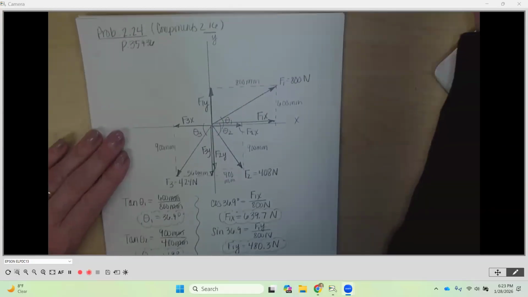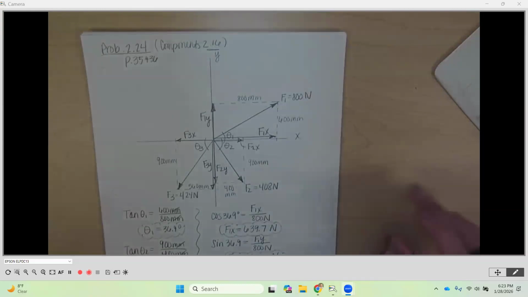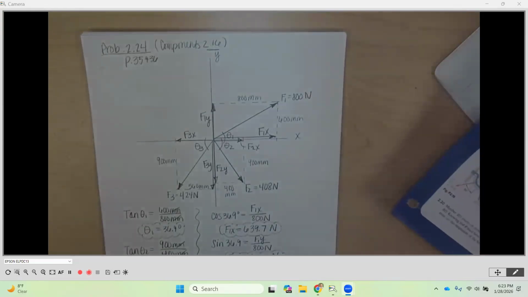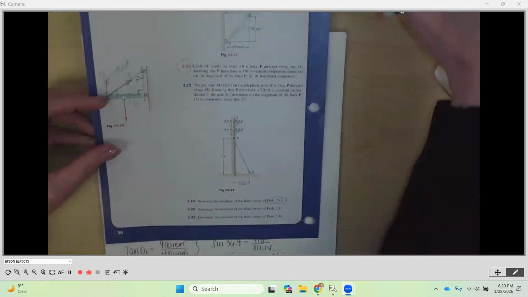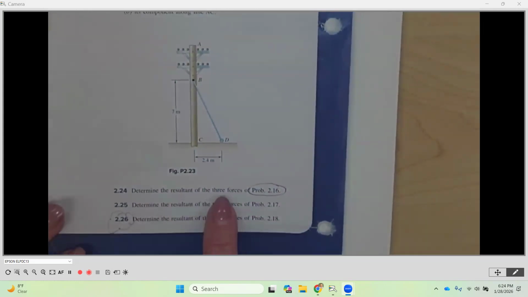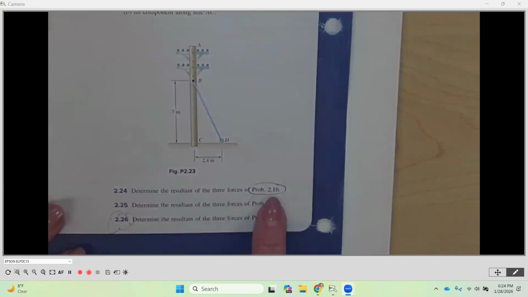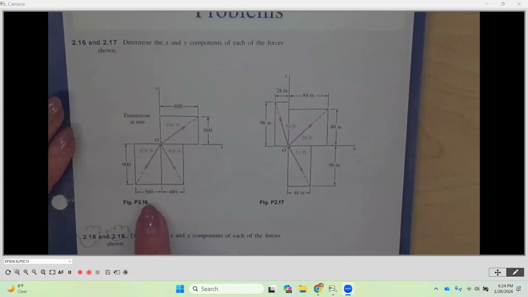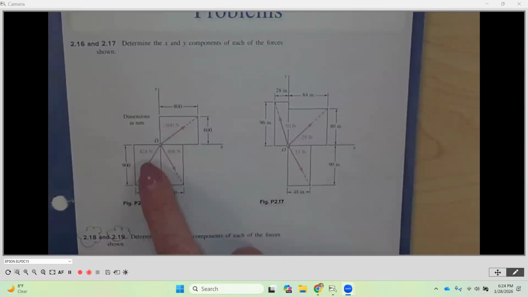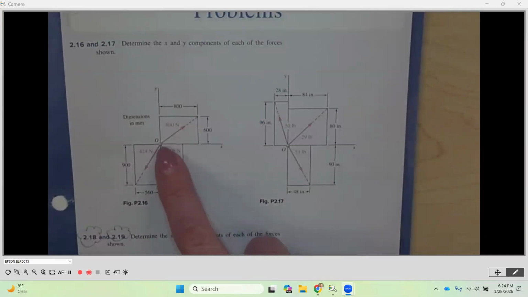Okay, so we're going to go back to a problem that we started the last time we were together, and it was problem 224. So if I go to page 36 and I look at problem 224, it says determine the resultant of the three forces of problem 216. If I go back a page to where problem 216 is, there are one, two, three forces. So what we want to do is find the one force, the resultant, that would replace these three forces that share that origin there.